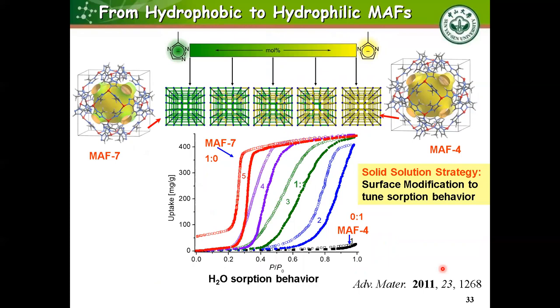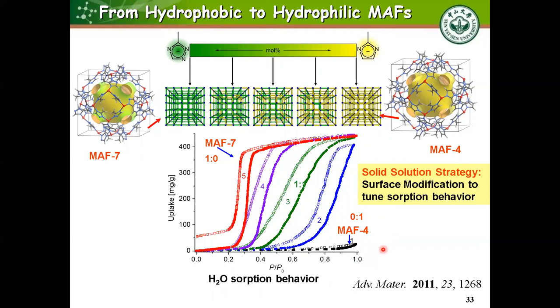Therefore, we can use a solid solution strategy to engineer the pore surface of the MAF by using different molar ratios of methyl imidazolate and methyl triazolate as ligands, leading to a series of MAFs with highly hydrophobic pore surface to slightly hydrophilic pore surface, and finally to highly hydrophilic pore surface, depending on the molar ratio of imidazolate and triazolate. As a result, the absorption properties can be finely adjusted, as exemplified by the water absorption curve shown in this slide.